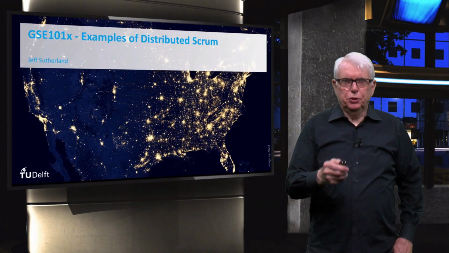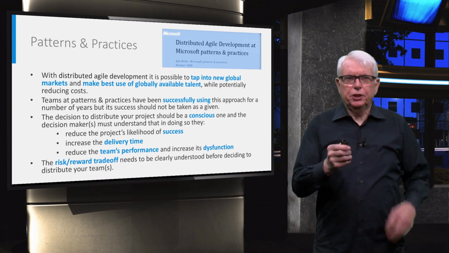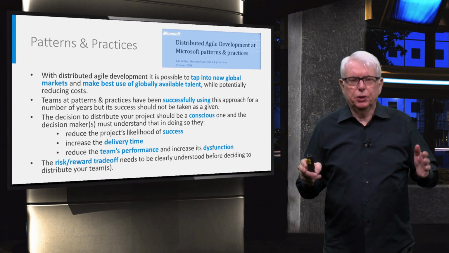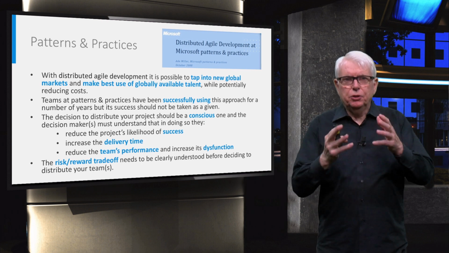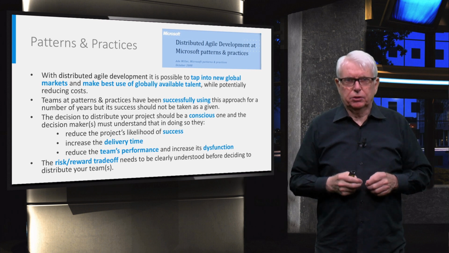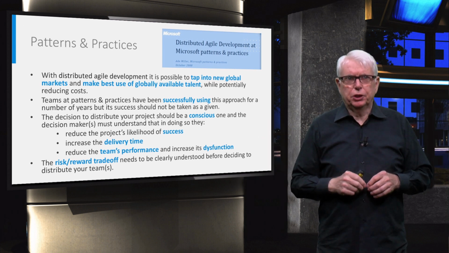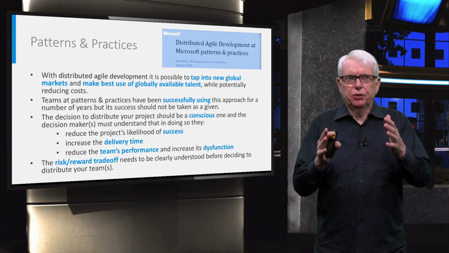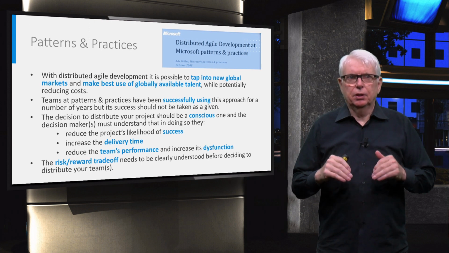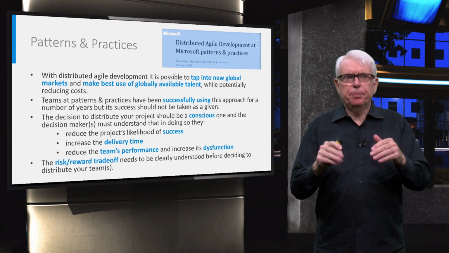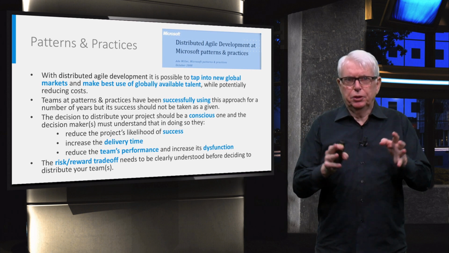We're talking about distributed Scrum implementation. The first thing you need to think about in distributed Scrum is what the Microsoft Process Group did. How does it actually work in practice? And when Microsoft looked at all the distributed work they were doing, they found in every case, distribution reduced the probability of success, increased the delivery time, and reduced the team's performance and increased dysfunction.